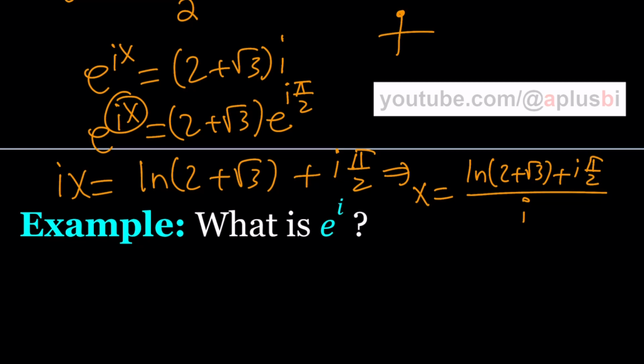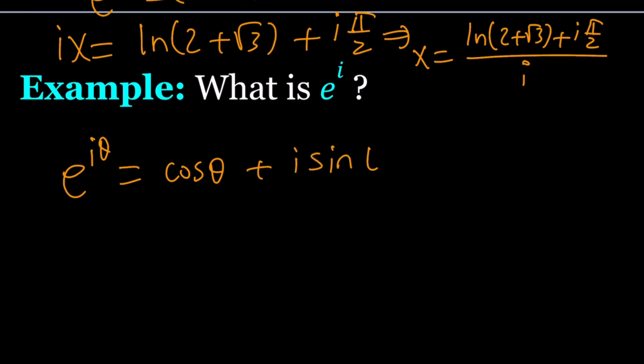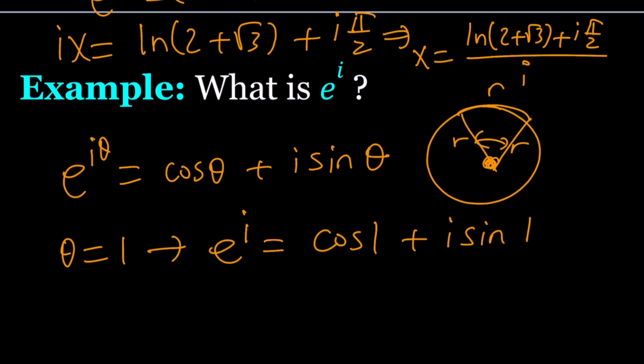Okay, we were supposed to evaluate e to the i. Let's do it. Now, how do you evaluate this? e to the power i theta is equal to cosine theta plus i sine theta. Remember, this is the trigonometric function. What is e to the i? Replace theta with 1. You get e to the i equals cosine 1 plus i sine 1. Of course, 1 is in radians, not in degrees. So you're basically looking at an angle whose arc, the measure it intercepts, is going to be the same as the radius. This is how 1 radian is defined.